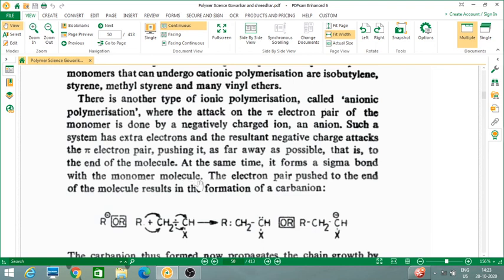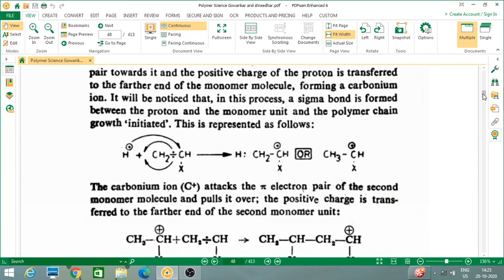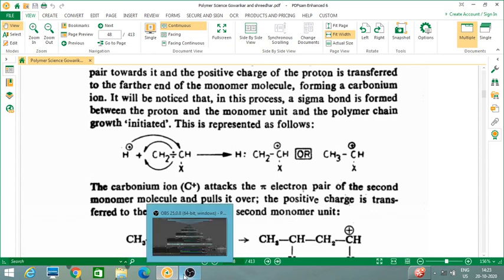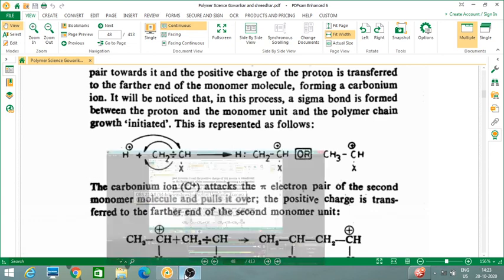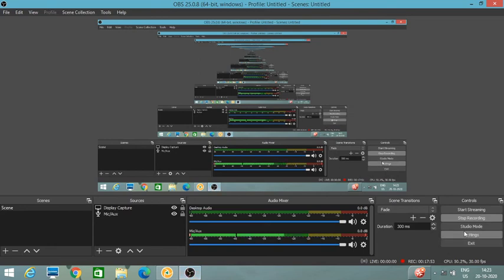So now the doubt is clear. What is the difference between cationic and anionic? So just keep this in mind. Read it again and again, you'll get it. Here in this case, this was going to the farther end, this was coming backwards. So this direction of arrows will clear your doubts. I hope you get it. Then your cationic and anionic polymerization is done.